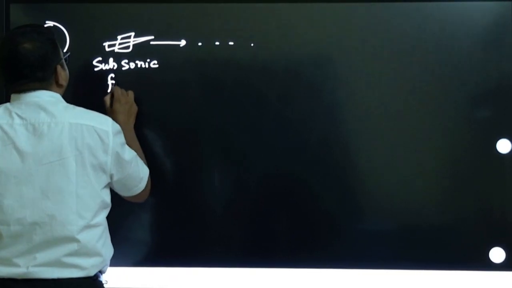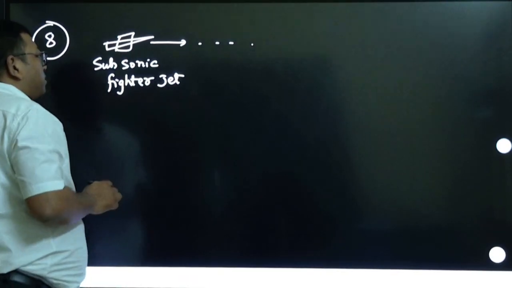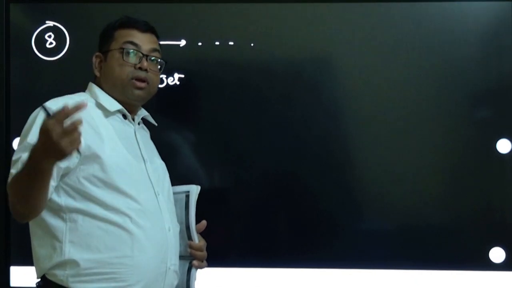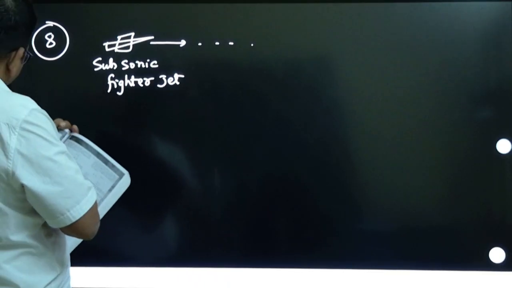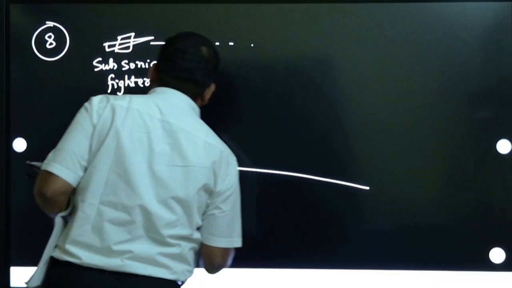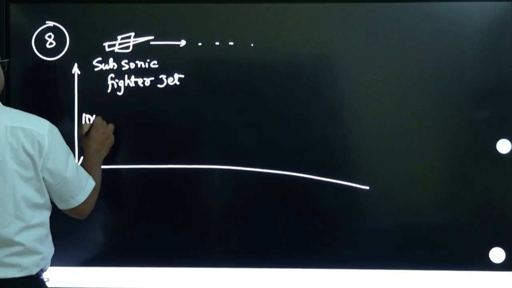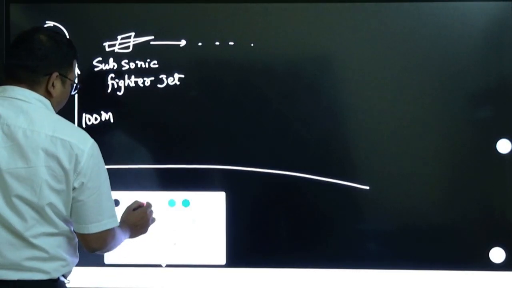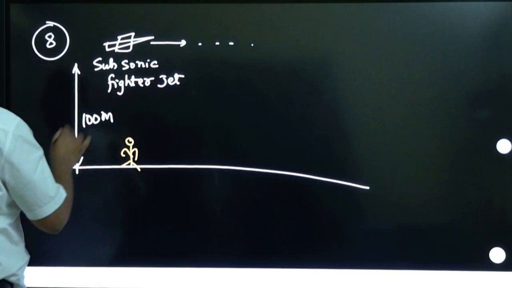Subsonic fighter jet means it's like a fighter jet which is going with a speed almost near to sound. Okay, so the question is that it is at an altitude. So this is ground, from the ground it is at a height of 100 meter, and there is a person standing here, let us say on the ground, and it is just going to pass over his head.